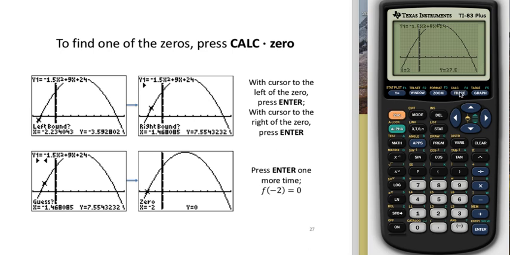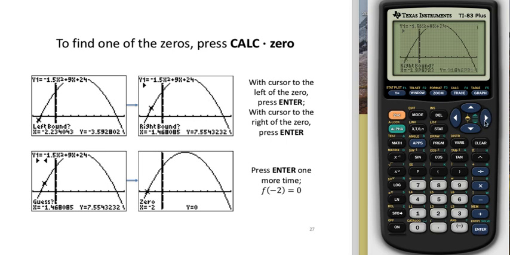So let's do this. Second, Calc, and the 0 method is number 2 on that menu. So Calc 0, and the questions that the calculator is going to ask here before it runs the algorithm are the same questions that it asks for Calc maximum or Calc minimum, and that is to point to a left bound. That means move your cursor so that you're pointing to a point on that parabola where the x-coordinate is to the left of the x-intercept you're looking at. So we are to the left of our 0, and hit enter to select it. And then it'll ask for a right bound.